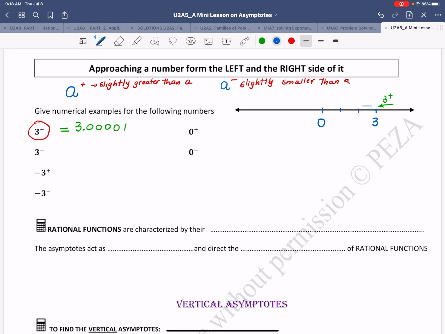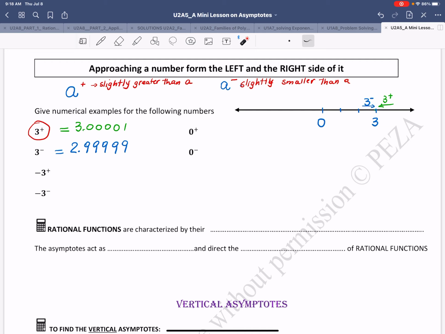Now here's 3 again. And this time, we want to actually take the example of a number to the left of 3. To the left of 3 means that the number would be very close to 3 on the left-hand side, so it would be slightly less than 3, so 2.99999. You can add as many 9s as you wish. So as you can see in here, 3 plus is a positive number, and so is 3 minus a positive number. So the minus in the exponent spot doesn't mean that the number is negative. Okay, so it's a very important thing to emphasize and to learn.